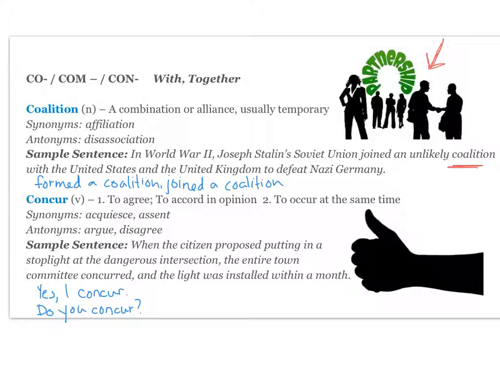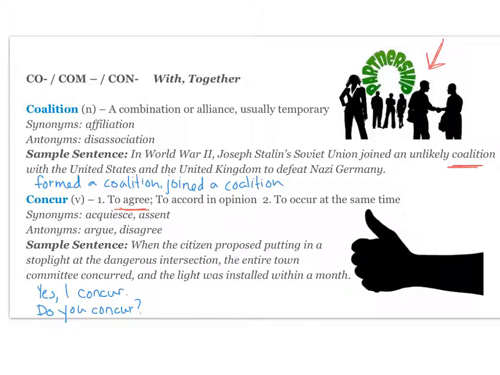Your next word is concur, which is a verb. This is a really simple definition. It just means to agree. To accord an opinion is another way to say that, and then it also has a second definition, which can mean to occur at the same time. But we usually just have it meaning that first one, to agree. The synonyms are acquiesce and assent, both also mean to agree, and then your antonyms are argue and disagree.